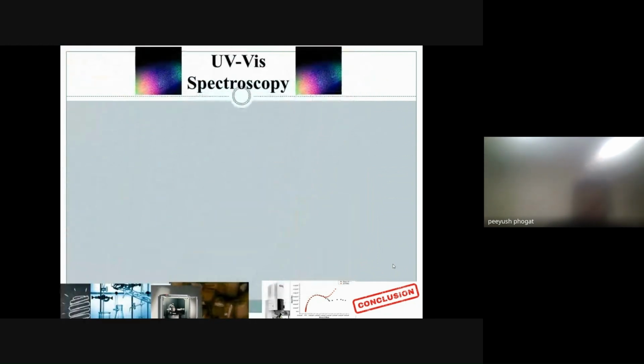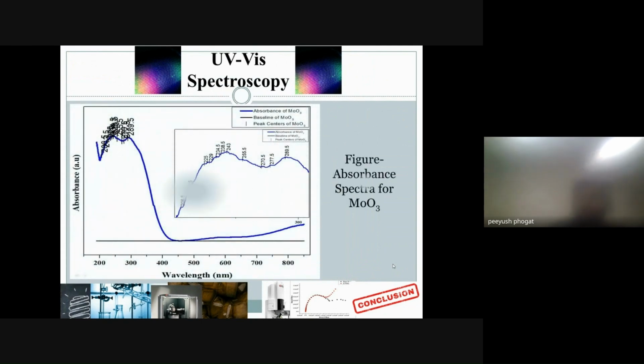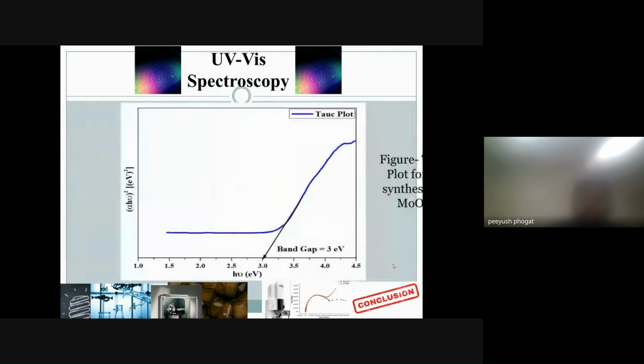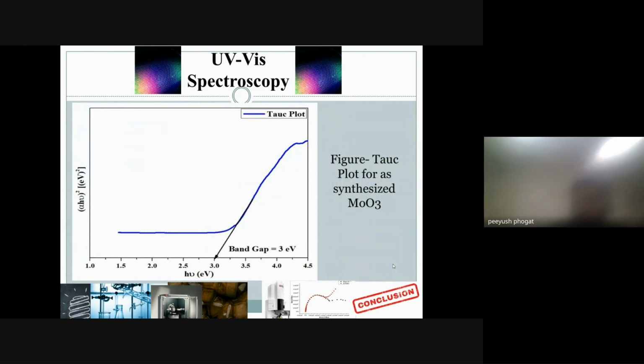Moving on to the optical absorption of the material, we have performed diffuse reflectance spectroscopy for the as synthesized molybdenum trioxide, and the absorption plot shows absorption only in the UV region from 206 nanometer to 289 nanometer. The band gap was calculated using a Tauc plot, which came out to be 3 electron volt.